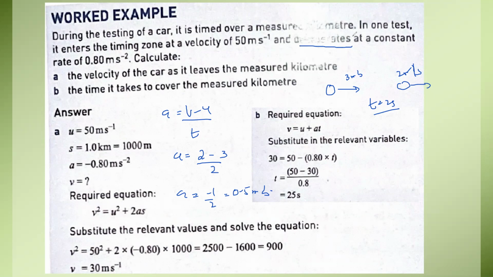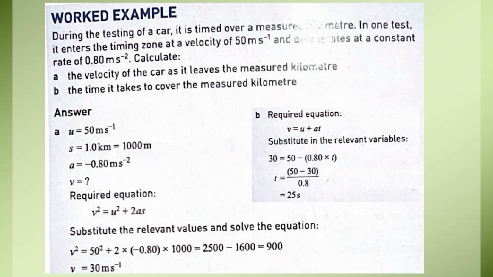it is mentioned here that it decelerates at a constant rate of 0.8. That's why we took it as negative. If they mention accelerate, then we take it as positive. So remember, for deceleration, always take negative, and for acceleration, take positive.